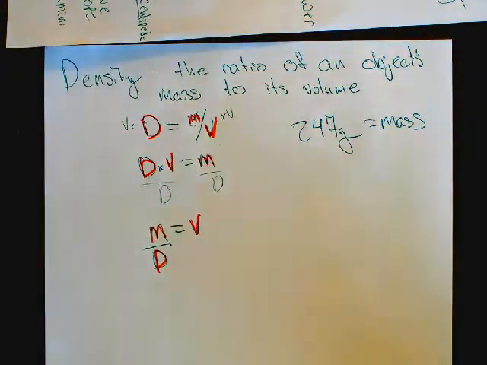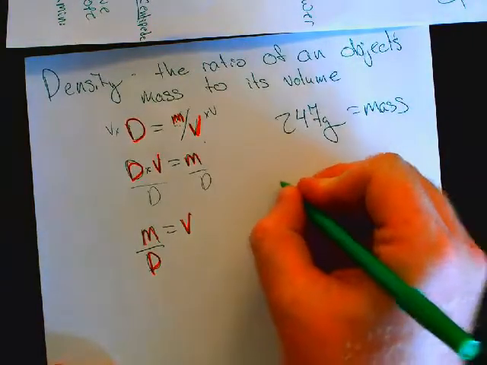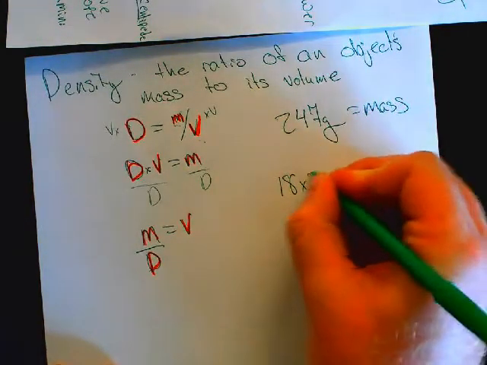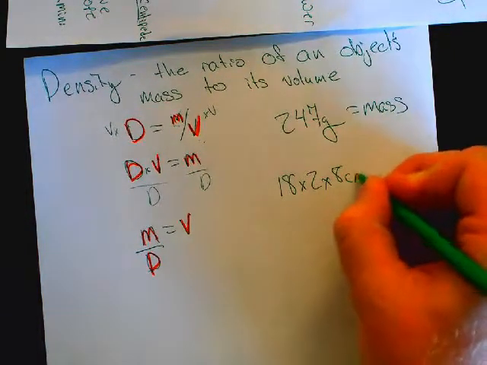Okay, next up, I'm going to need to measure volume. I'm going to approximate my calculator as a rectangular prism. So I'm going to take length times width times height. Length is 18 centimeters. Width is 2 centimeters. Height is 8 centimeters. So I said 18 by 2 by 8, correct? Yeah. And those are all in centimeters.